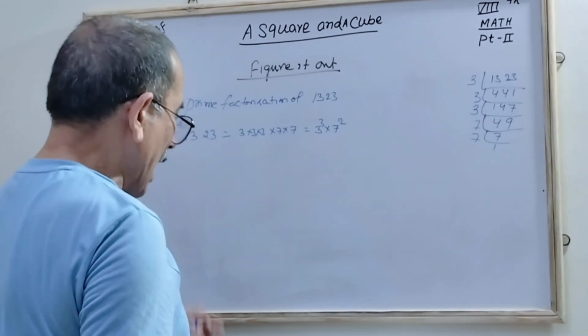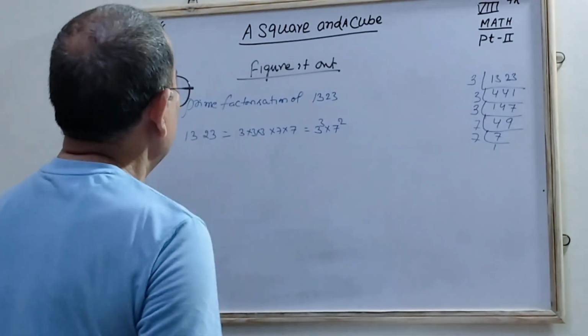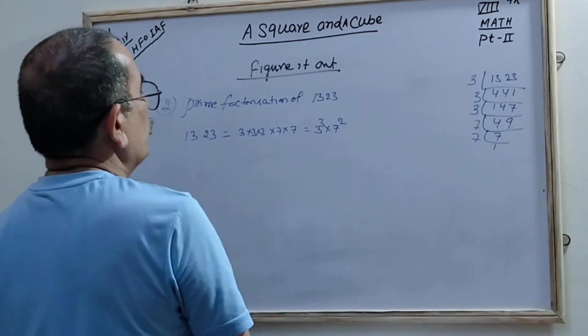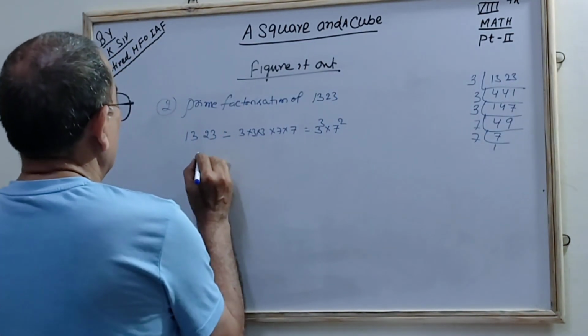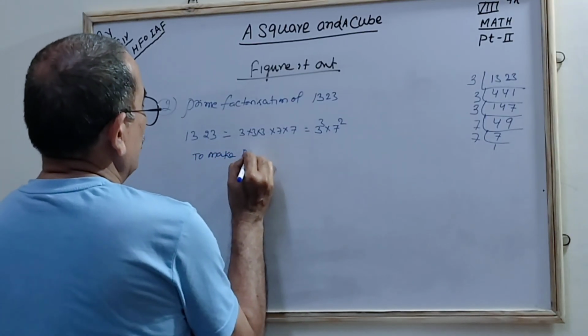So they are asking how to make the prime factorization of this one into a perfect cube. You have to find out how to make it a perfect cube. To make a perfect cube. Correct?